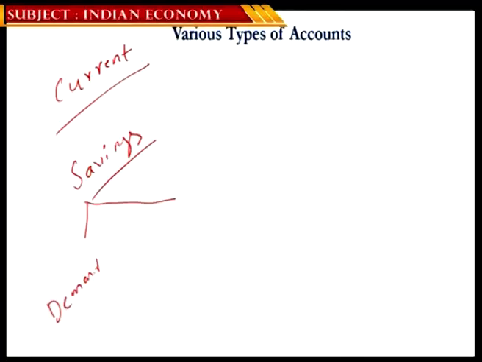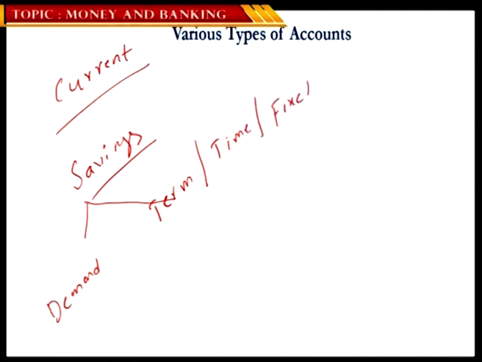And within savings account, we do have these accounts. One is the demand deposit. The other is the term deposit. This term deposit is what we generally refer to as a time deposit or fixed deposit. No matter what terms we happen to use, in general the savings account would be further classified as demand deposit or term deposit.